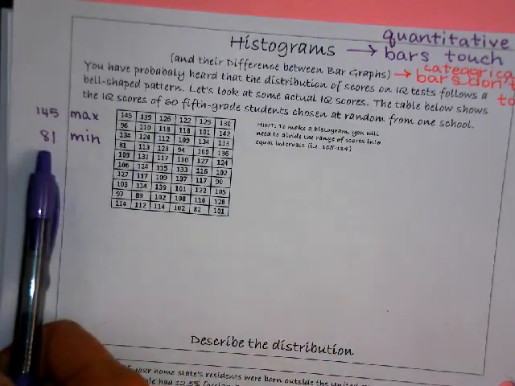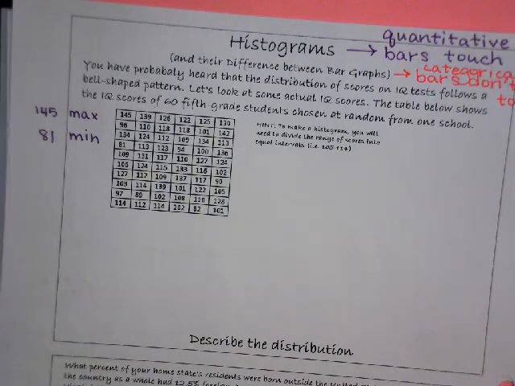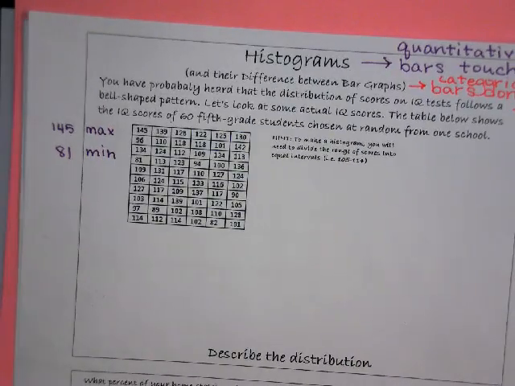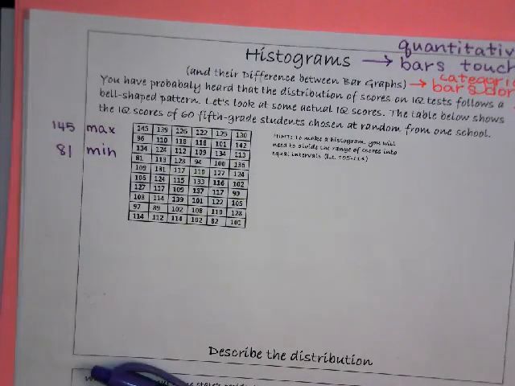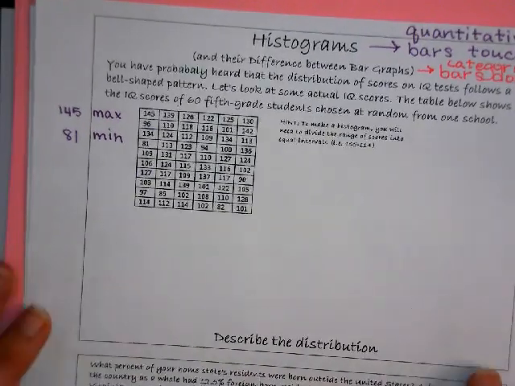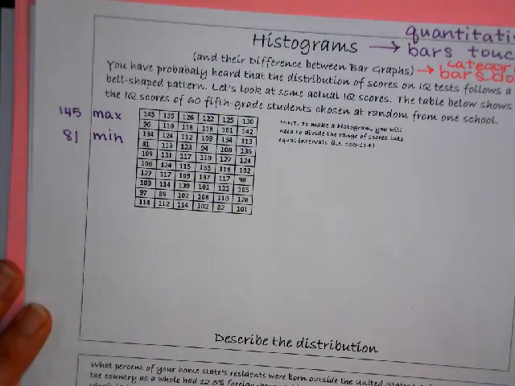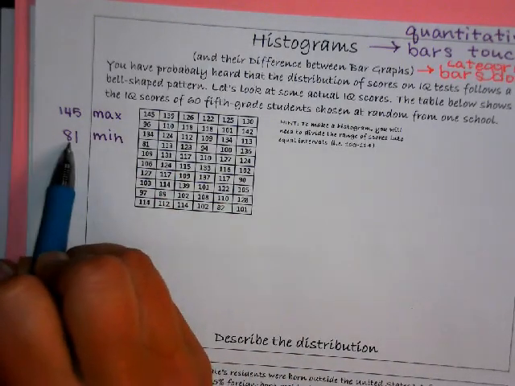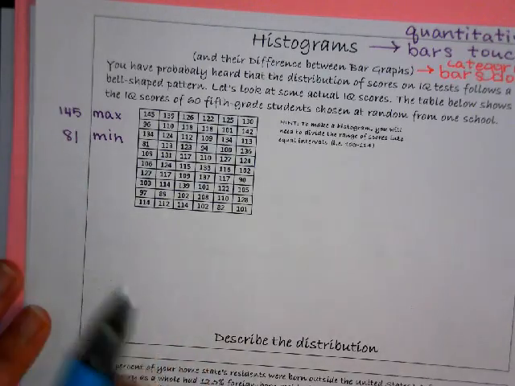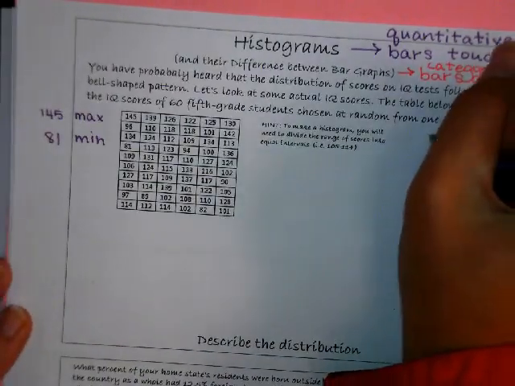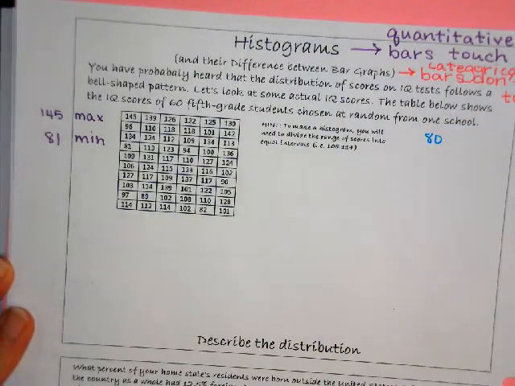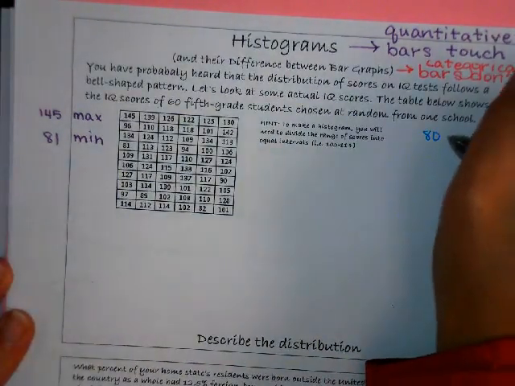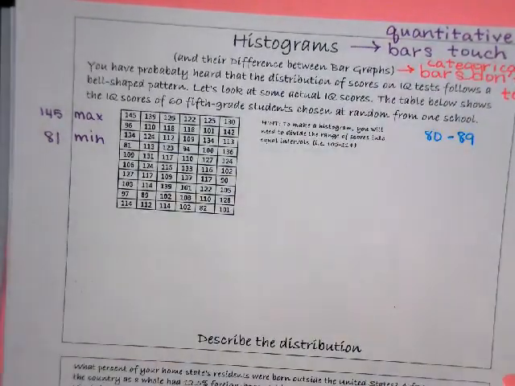So when I make my histogram, do you guys want to do intervals of 5 or 10? 10. It's less bars, right? So we're going to go with 10s. Even though our minimum is 81, I'm going to start my first bar at 80. 80 through 89 is 10, even though our brains go, oh, that's 9. If we actually count, there's 10 in there, okay?